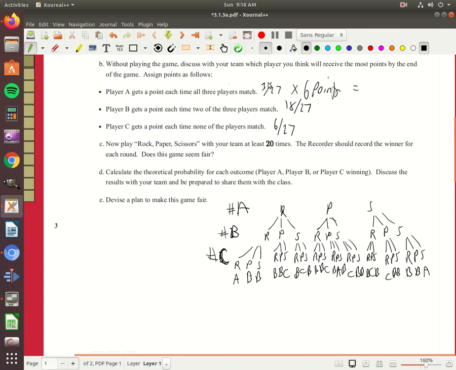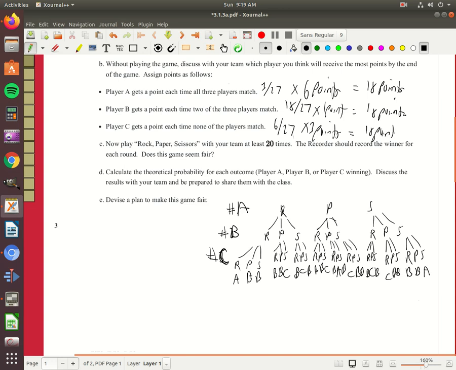So the 3 times they win times 6 points each, they're going to get 18 points if you play 27 times on average. Player B will make it worth 1 point. So if they play 27 times, they'll win 18 times 1 point. That would be 18 points. And then player C, well, what if we make this times 3 points? They play 27 times, player C wins 6 of them, times 3 is 18 points.